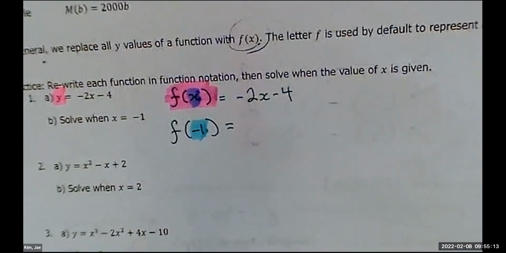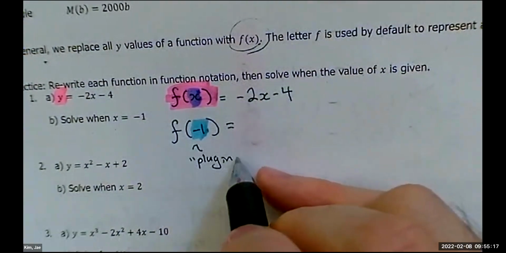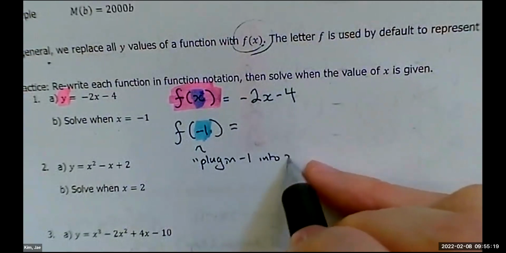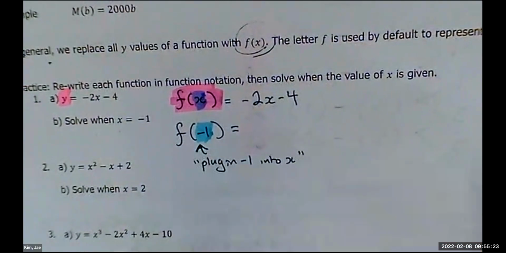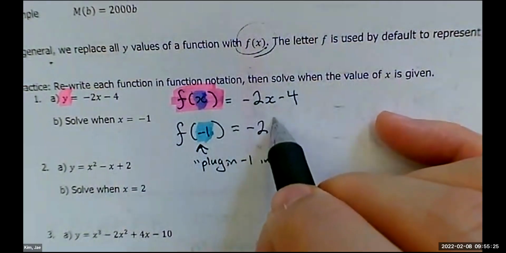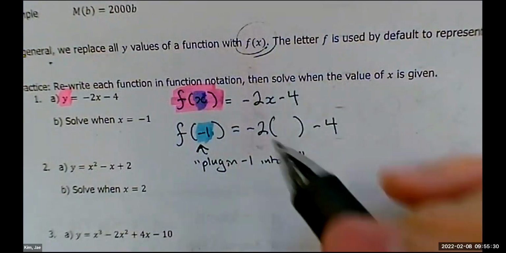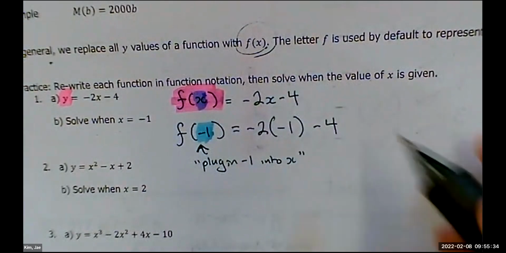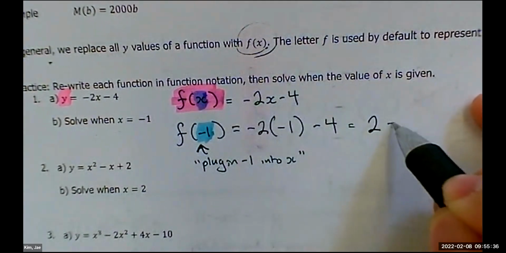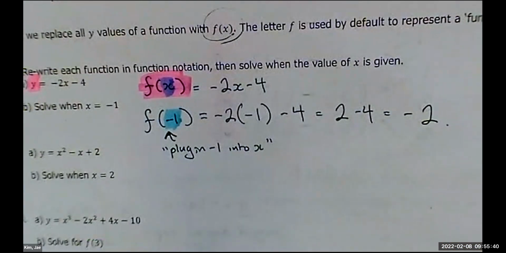So what does that mean? This means plug in -1 into x. So it would be -2 times x minus 4. But no longer x, it would be -2 times -1 minus 4. That is a 2 minus 4. That is a -2.